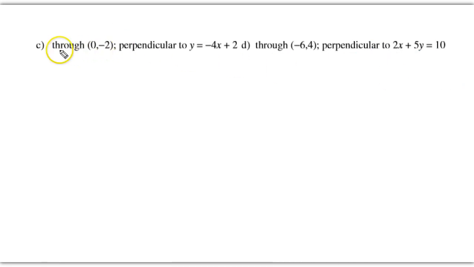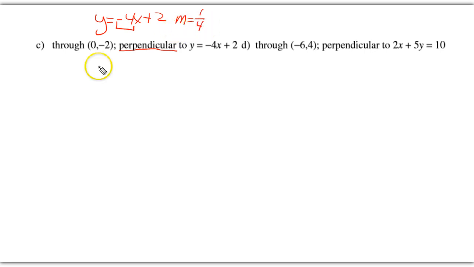Now, for letter C, we're asked to find one that's perpendicular to this. So here we have y equals a negative 4x plus 2. What would be the slope of a line that's perpendicular to that? Well, it would be the opposite sign reciprocal of this. So the new slope would be a positive 1/4.